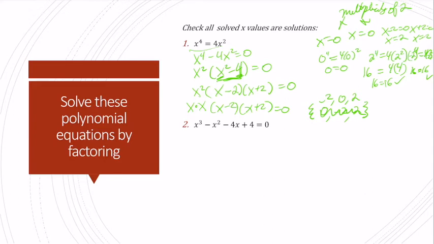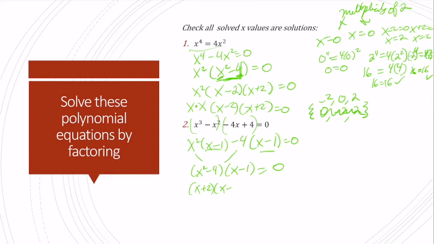This last equation I'm going to factor by grouping. The greatest common factor of x cubed and x squared is x squared. The greatest common factor of negative 4x and 4 is negative 4. Remember, we don't want negative leading coefficients. I collect my greatest common factors and my remaining binomial. I already know that x squared minus 4 is going to factor to x plus 2 times x minus 2, times x minus 1 equals 0.